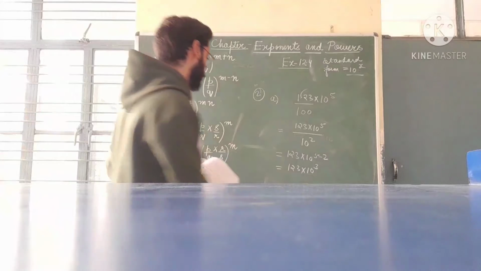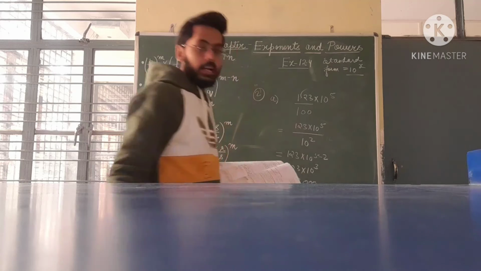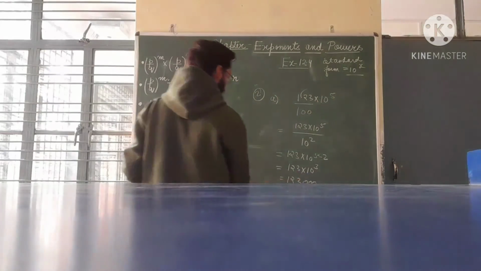Like this we have to do the questions. That is 10 to the power 3, that is 1, 2, 3, 000, that is 1,23,000. Okay, students, clear?